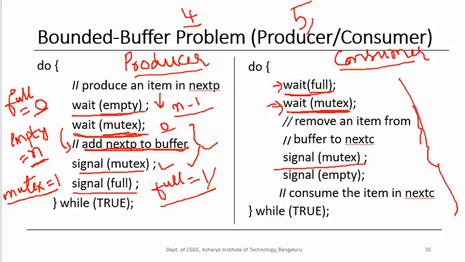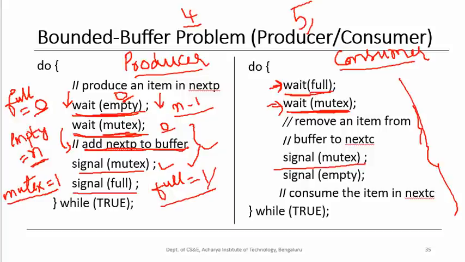Suppose there is an item; the same thing holds good for the producer also. Initially empty is equal to n. If all the slots are filled by the producer, the value of empty becomes 0, and the producer is not allowed to produce any item into the buffer. So that is achieved with this wait. And here, a consumer is not allowed to consume any item if full is equal to 0, which means that no item is present in the buffer.